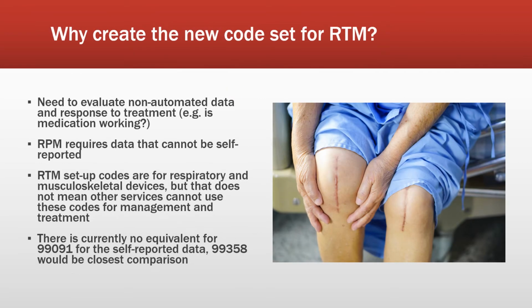In 2022, the AMA came out with a new code set for therapeutic monitoring, which is very similar in concept to physiologic monitoring, but answers the question, is what we're doing for the patient working, as opposed to establishing a diagnosis or determining the severity of a diagnosis. So why did they come up with this code set? I think that in discussions, there was a need to evaluate non-automated data in response to treatment. And the best way to do that is to talk to the patient and see how things are going.